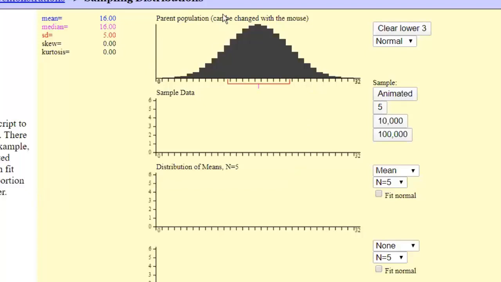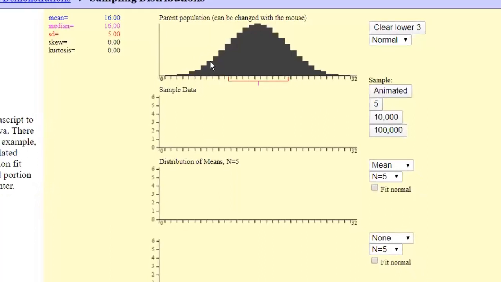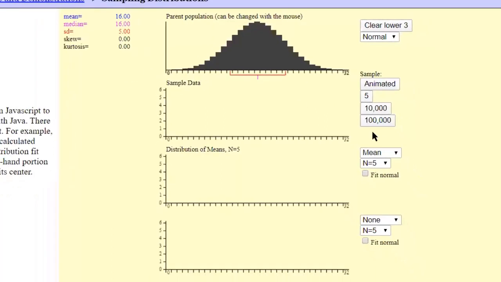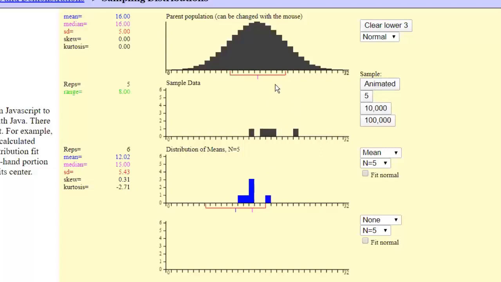So the idea of a sampling distribution is this big mound here is the population. And then you're able to take samples of different sizes, 5, 10,000, 100,000. Let me just do a sample of 5. Actually, I wanted it to animate. There we go. So what it's doing is it's pulling out a sample, it's averaging it, and then on the third line down, it's giving you the results.